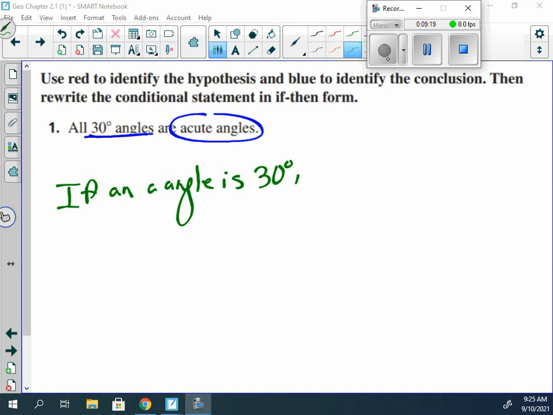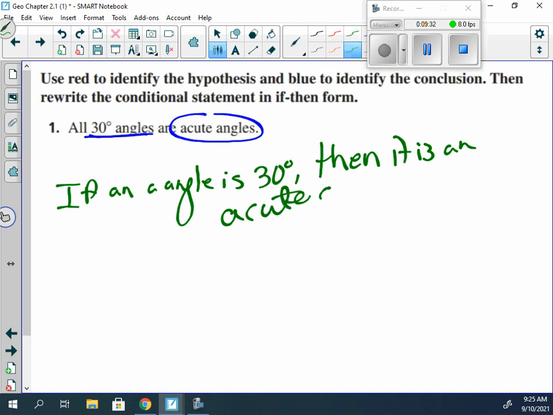So if an angle is 30 degrees, so we're classifying if any angle is 30 degrees, then what? And it is an acute angle. We could have, yeah, exactly like y'all were saying, then it's acute. That works just fine. Because it's just, how do we want to phrase it? Questions on this here?